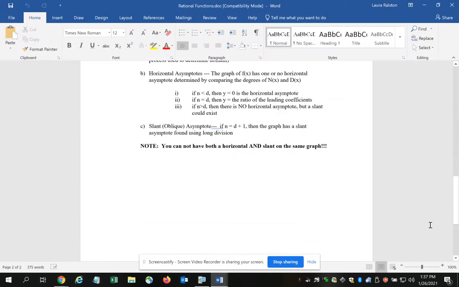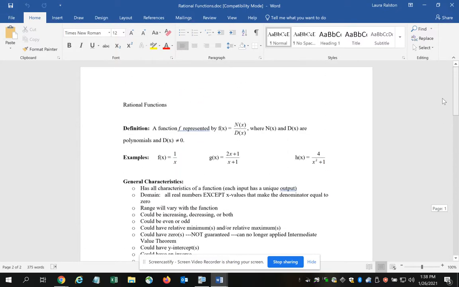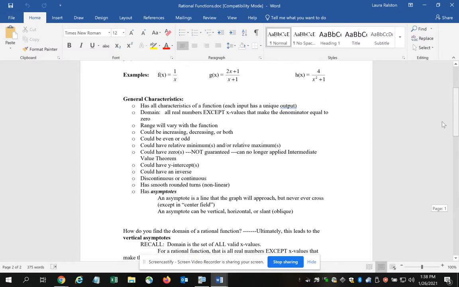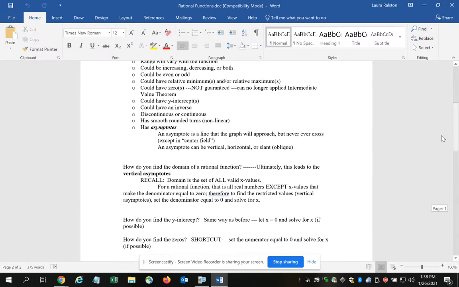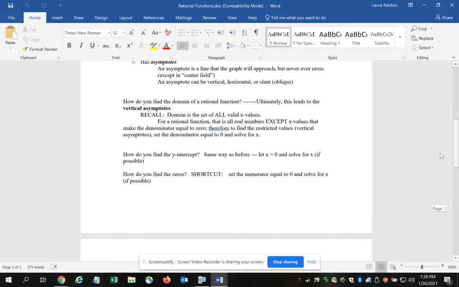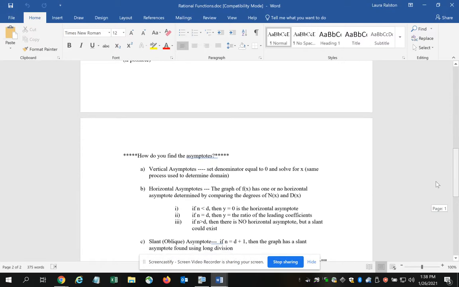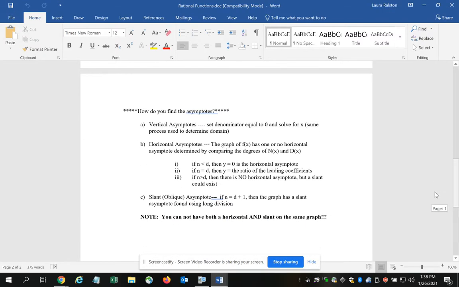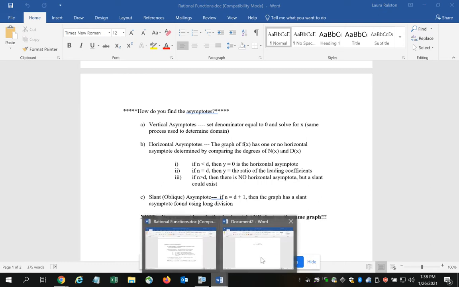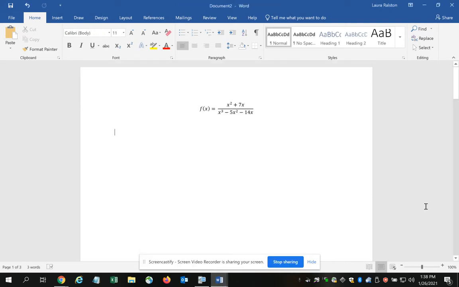outline of rational functions. It gives you the definition, some of the general characteristics, how to find the domain of a rational function, how to find the y-intercept, how to find the zeros, and then it gets into a discussion of the vertical, horizontal, and even slant or oblique asymptotes. And so I want to walk through a couple of examples with you.